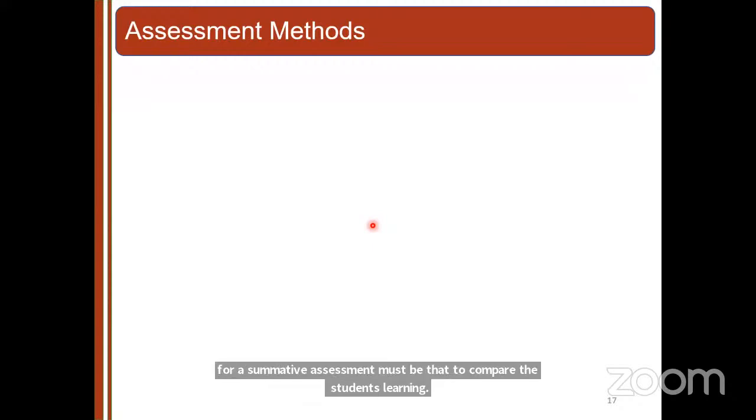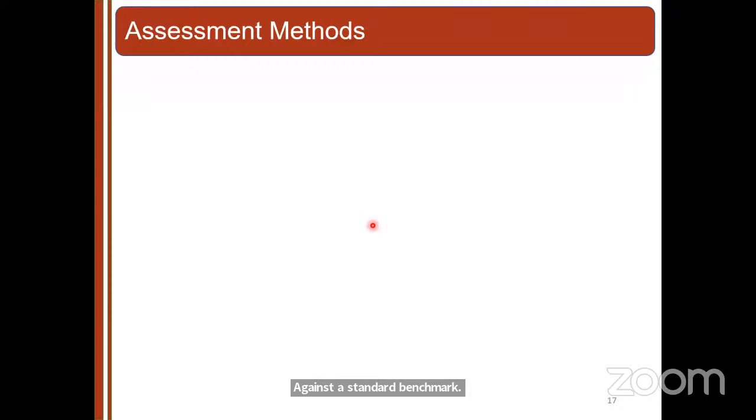So what are the goals that we have? The goal for a summative assessment must be to compare the student's learning against a standard benchmark. So 40% is the pass mark for a final test. So whether the student has achieved the 40% benchmark or not, that is the essence or goal of a summative assessment.